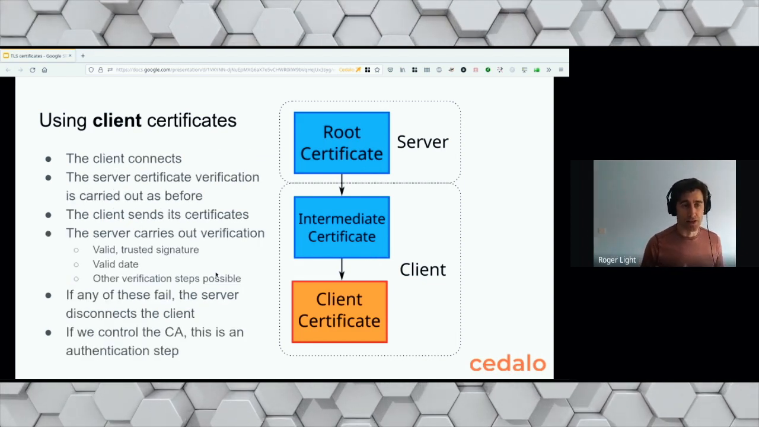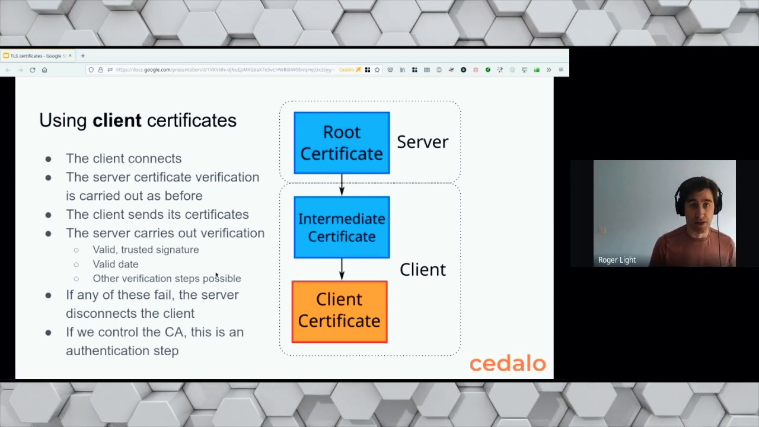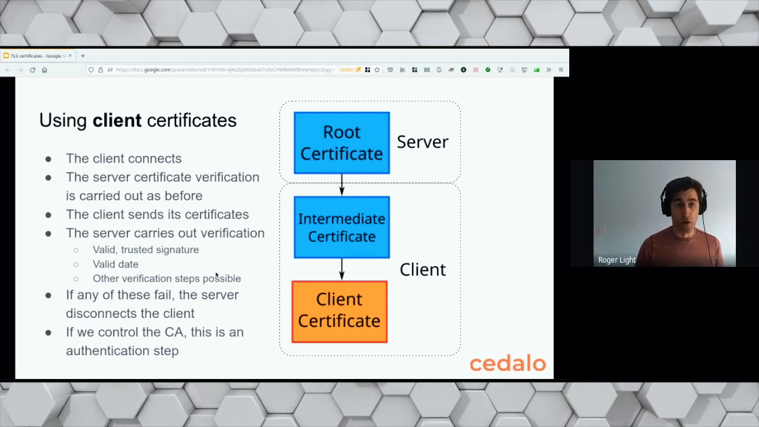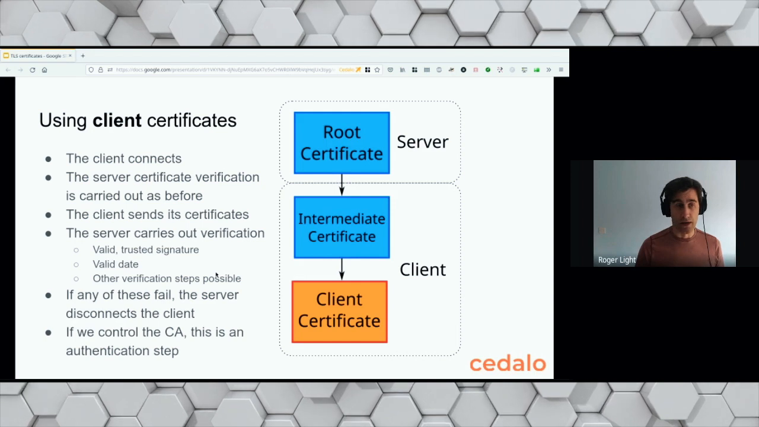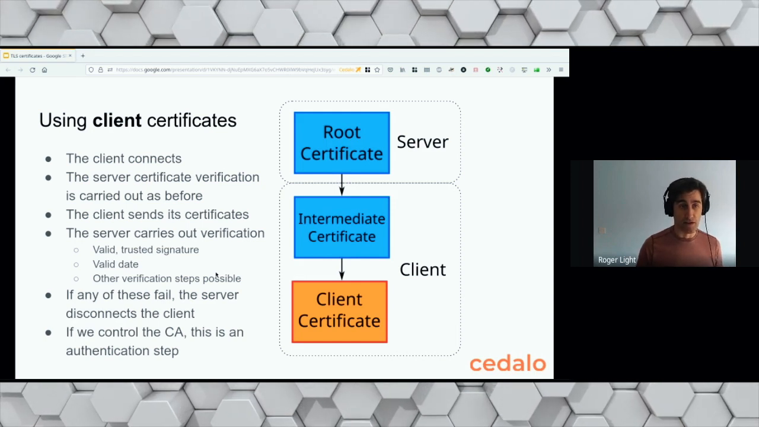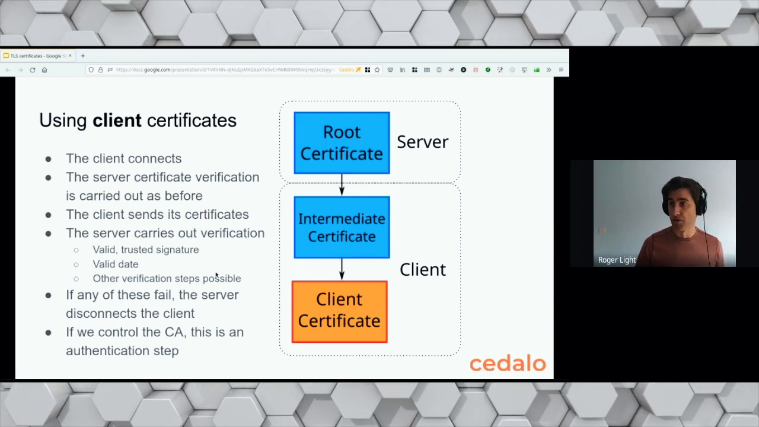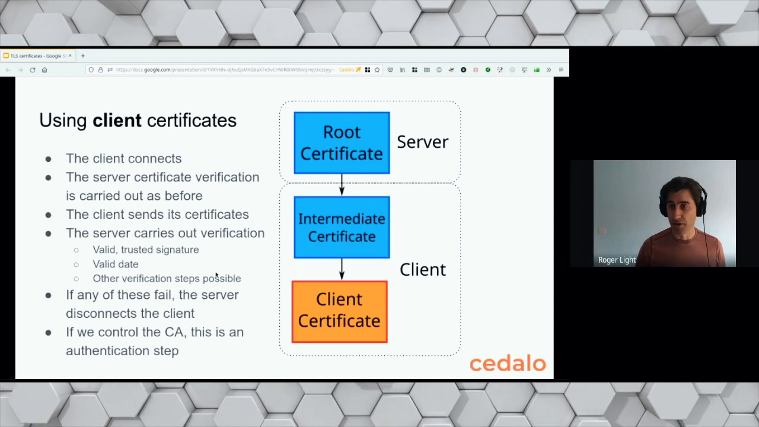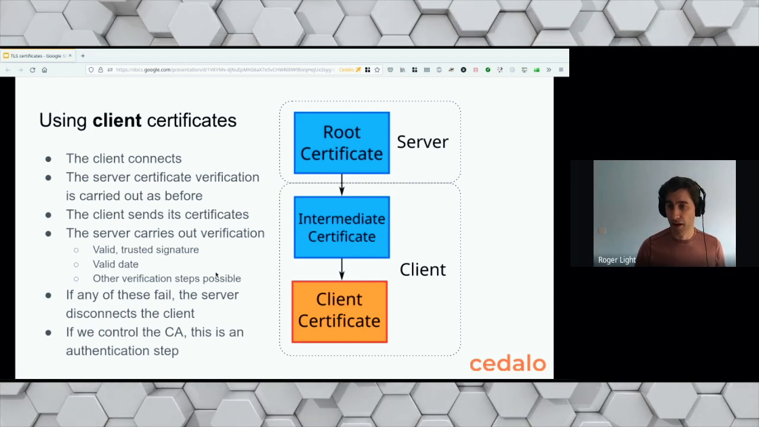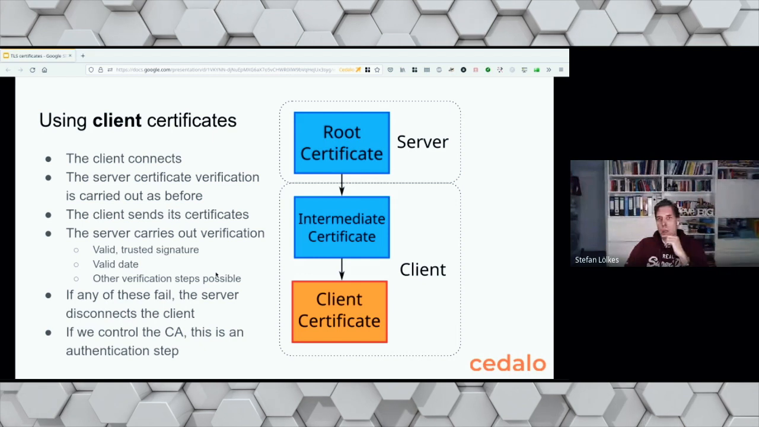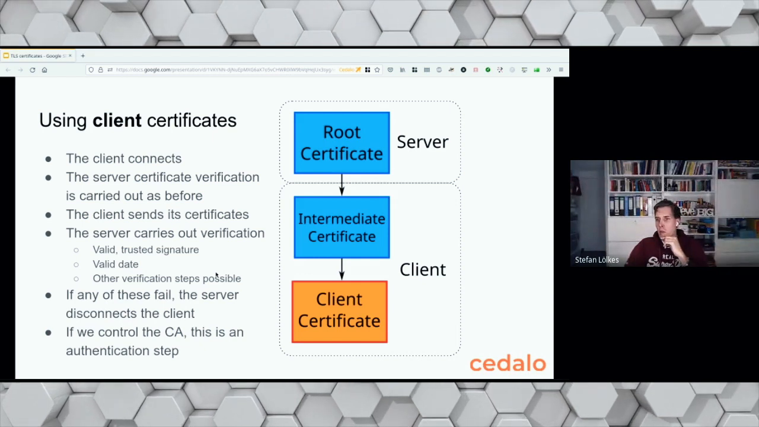Now, when we come on to actually use those certificates, as I said, we already need to do the server certificate verification from before. I'm just going to come to Stefan because I think you might have had a question about that previous slide. Yes, Stefan. It's more about that intermediate certificate, client certificate stuff.